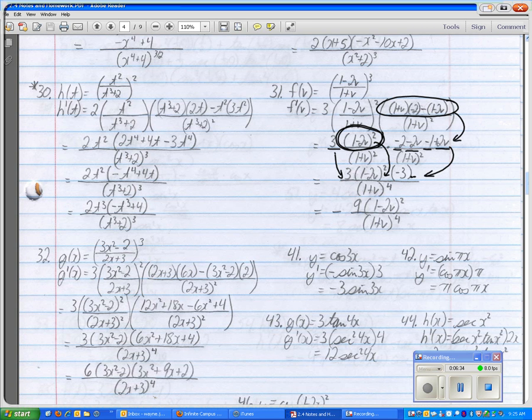So, I'm down to here. Well, 3 times negative 3 gives me a negative 9. Then I'm just going to leave that quantity squared. And in the denominator, I had this quantity squared times the same quantity squared, so it's that quantity to the 4th. I kind of like the way that one simplified.